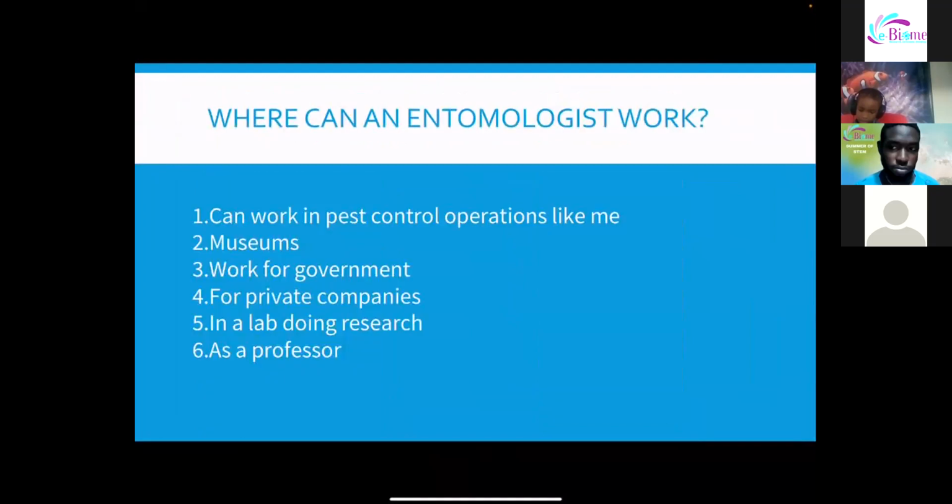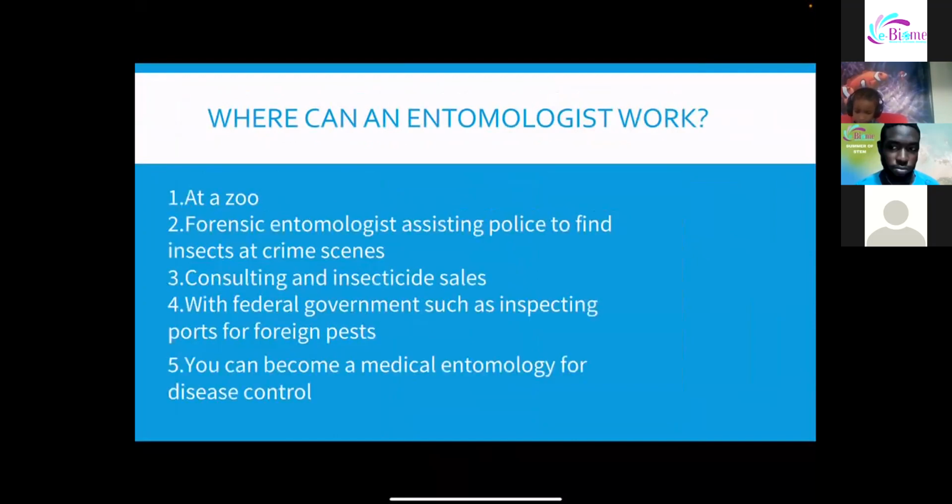All right, where can you work as an entomologist? You can work in pest control operations like me. You can work in the museums. You can work for the government, for private companies, in a lab, doing research, as a professor, at a zoo, as a forensic entomologist. You can assist the police in finding insects at crime scenes.